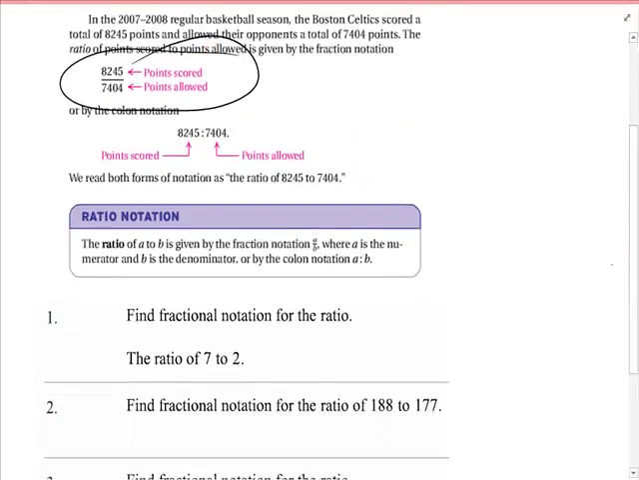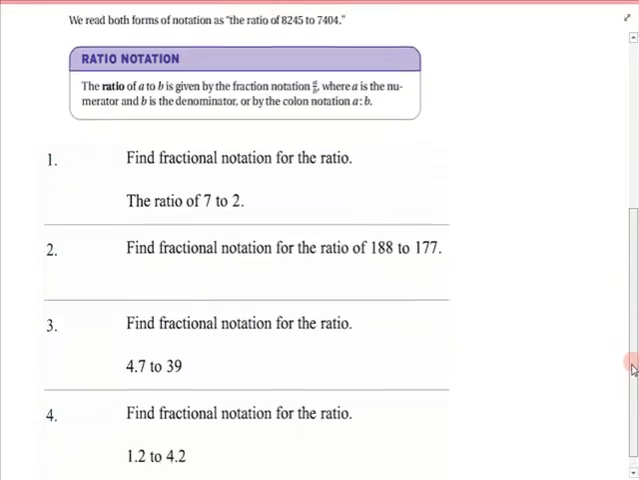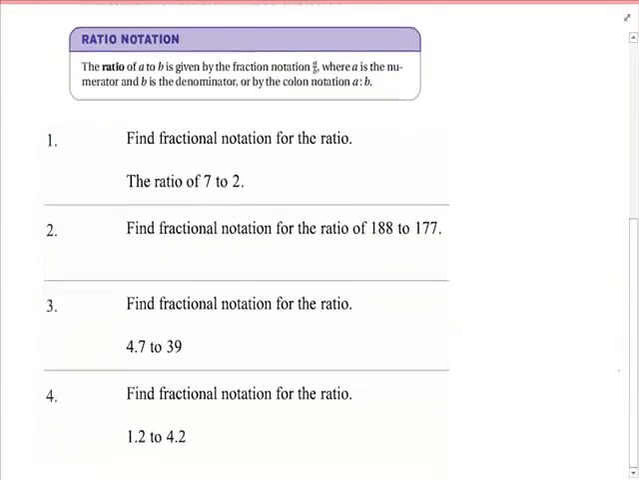Your textbook goes on to emphasize that the ratio of some quantity A to some quantity B can be written in fraction notation as A over B, or colon notation where it is A colon B. But in mathematics, it is more popular to see the fraction notation. So let's take a look at a relatively short and hopefully easy lesson.